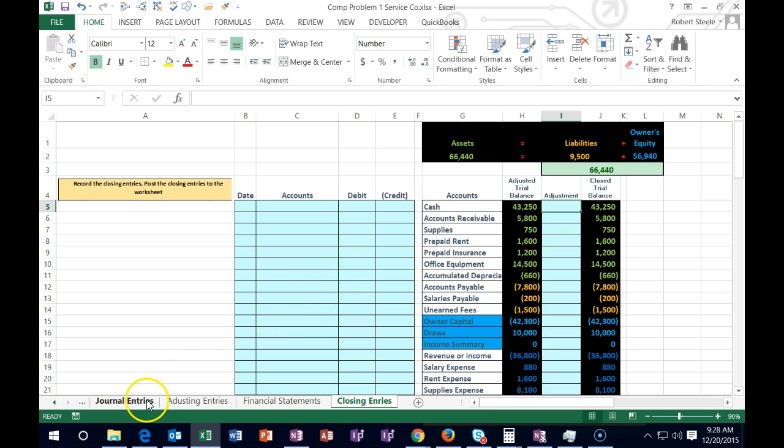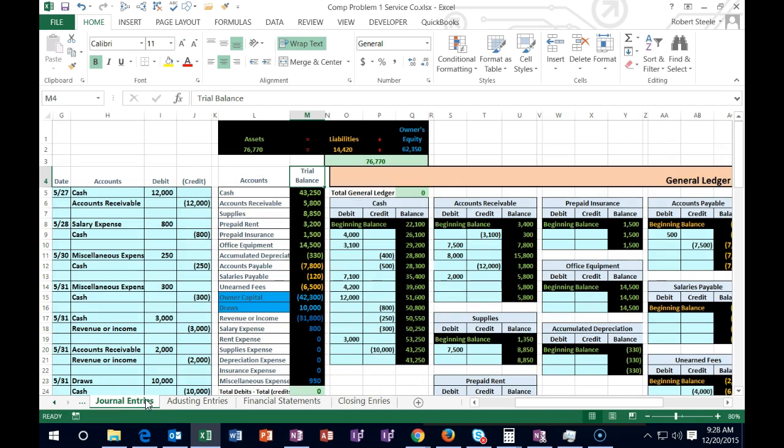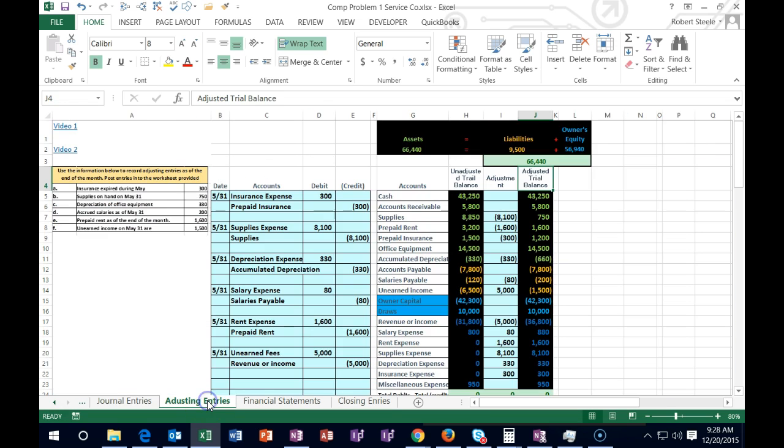So we started off entering the journal entries. These are going to be the normal transactions, and we entered all the normal transactions for the month. We posted those journal entries to the general ledger. The general ledger created the trial balance. That trial balance is the unadjusted trial balance. We then took that unadjusted trial balance, went to the adjusting tab over here, and used those same numbers in order to create the unadjusted trial balance.